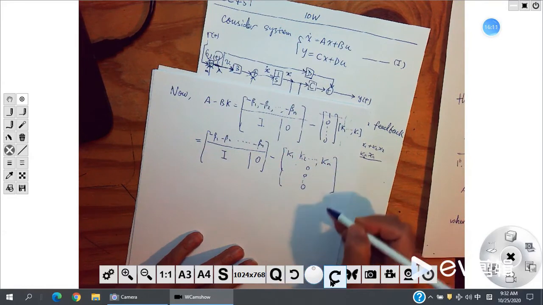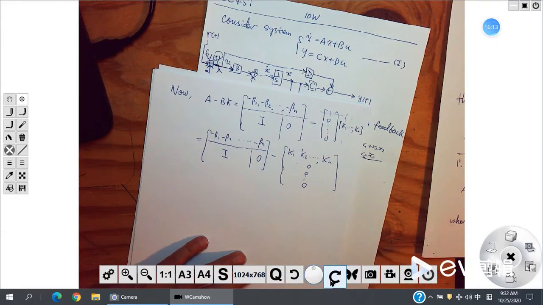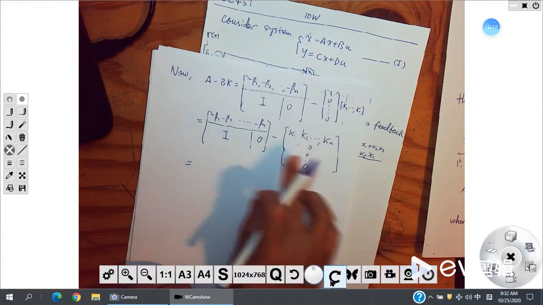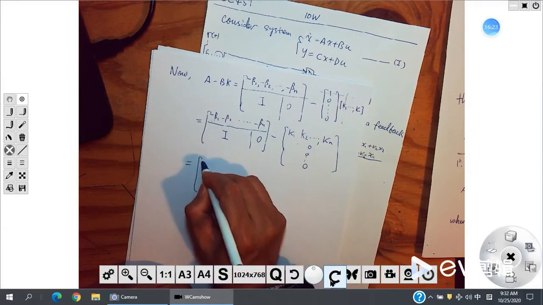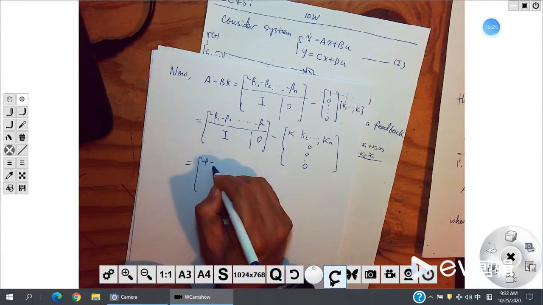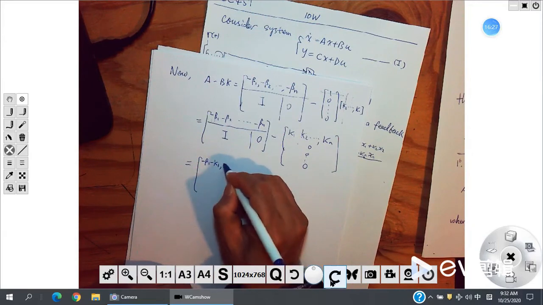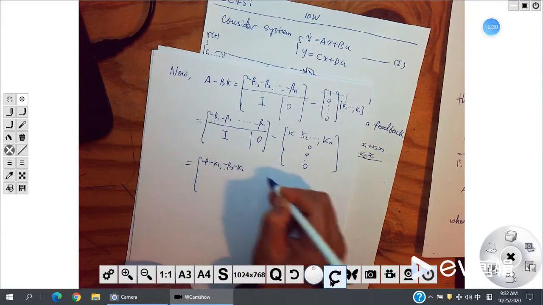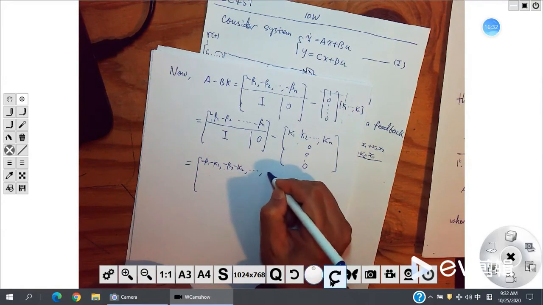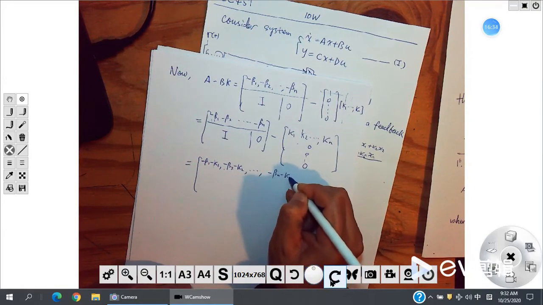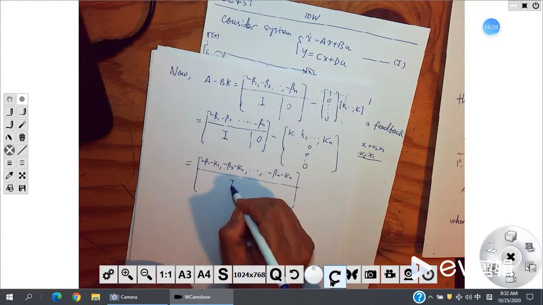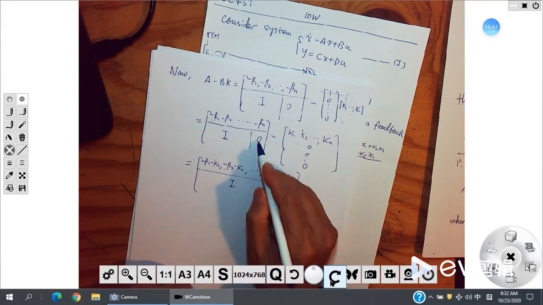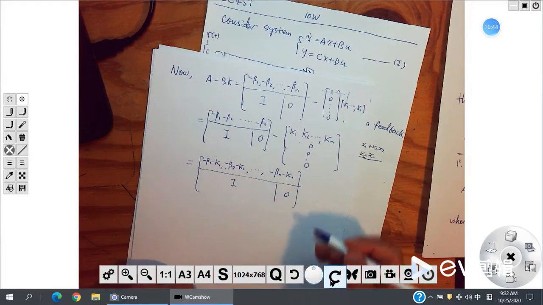You got it? Okay. Then you do subtract. You will have the first row minus first row, right? So it's negative beta 1 minus K1, negative beta 2 minus K2, the negative beta n minus Kn. Here's 1 minus 0, still 1, the unit matrix. This is 0 minus 0, still 0. So we have these.